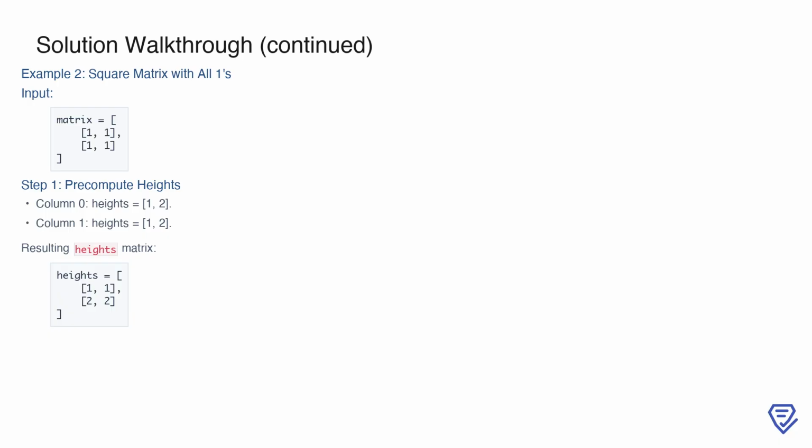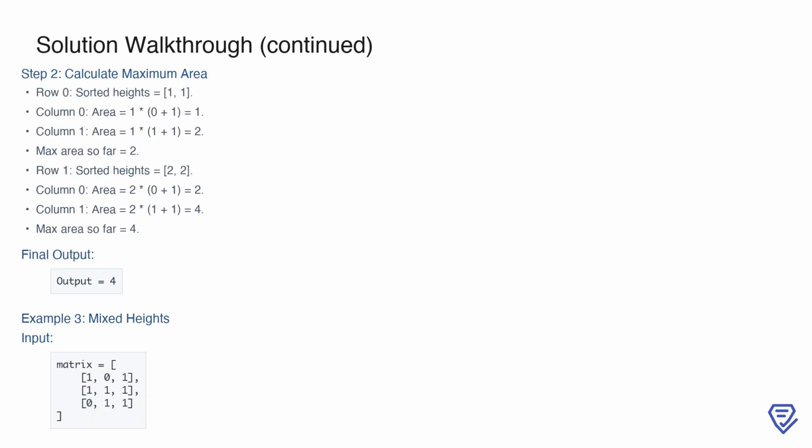Similarly, for column 1, the heights are also 1, 2. This gives us the resulting heights matrix, where both rows have heights 1, 1 in the first row and 2, 2 in the second row. Pre-computing these heights lays the foundation for determining the maximum area in the next step. The maximum area calculation begins by sorting the heights for each row in descending order.